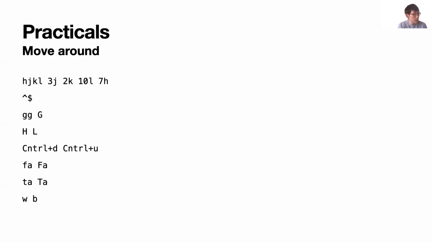And fa, this is something that I use very often. Go to first A that you see in the forward direction. If you want to find the first A in the backward direction, use capital F. And move by word is w, move by a word backwards is b.